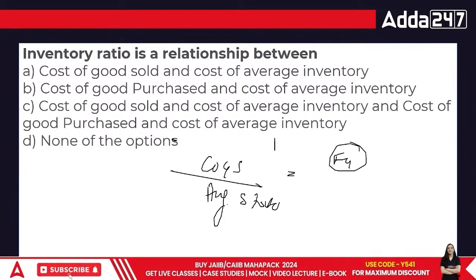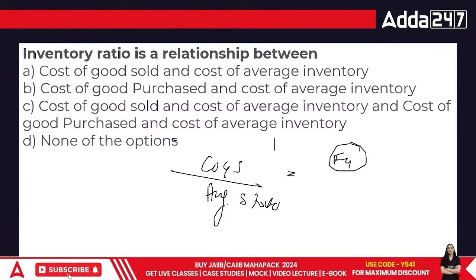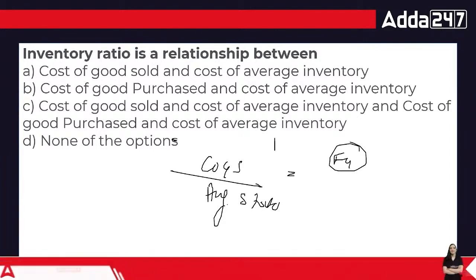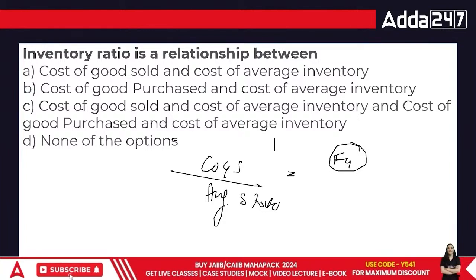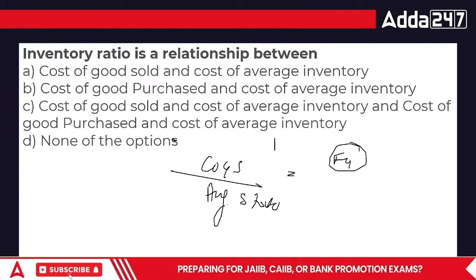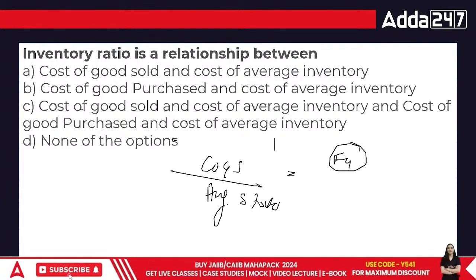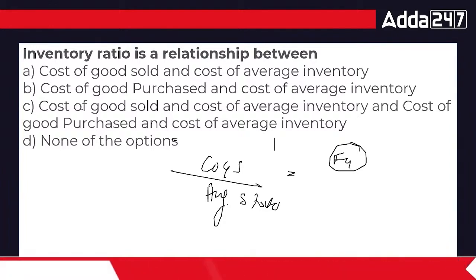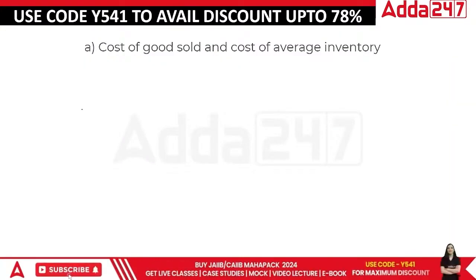The cost of goods sold and cost of average inventory. Now this is, as I told you, COGS upon average stock. That means we would like to know how much of our stock is left by the end of the day, and opening and closing stock is basically taken as a mean there, and then we compare it with the goods that we have purchased and we have sold. That is cost of goods sold divided by cost of average inventory.